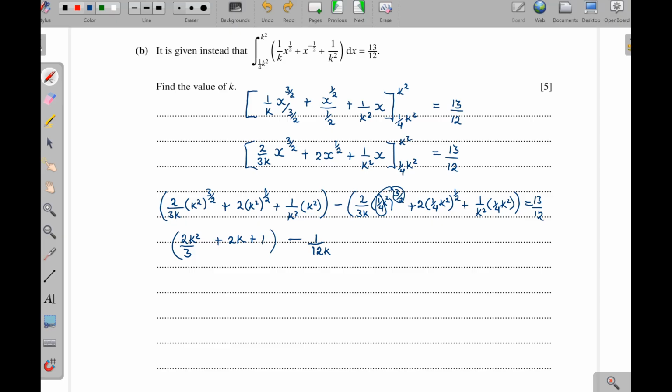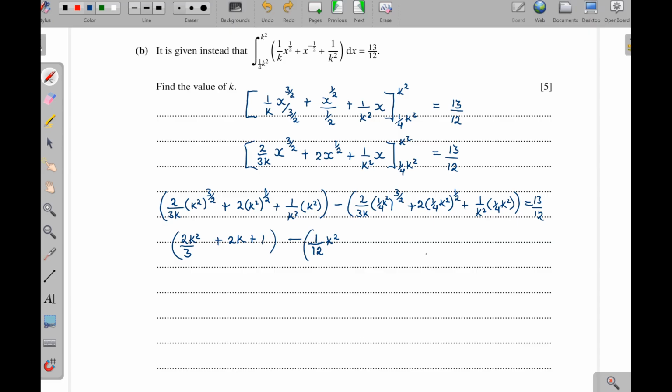Then there is k squared, okay? K squared then times the 3 over 2, and this will be k cubed. So we shall have k cubed there. But then this one will simplify to k squared, okay? So I'll have k squared here. All right.